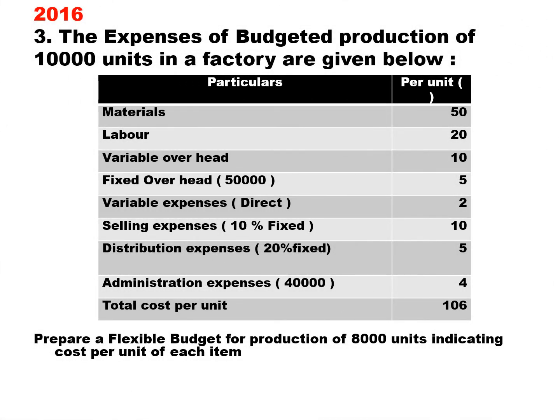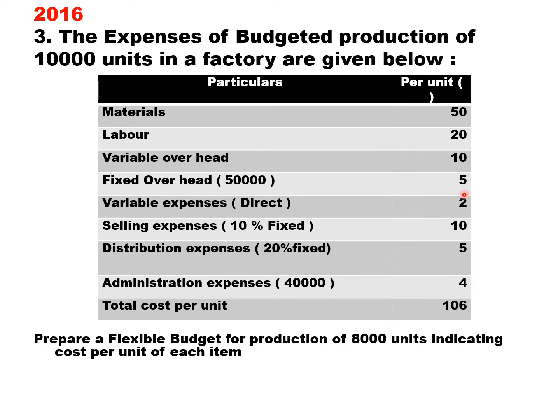So students, let us solve the third problem today, 2016 question paper. The expenses of budgeted production of 10,000 units in a factory are given below. So the information given in the question is based on 10,000 units. Material 50 rupee variable, labor 20 rupee variable, variable overhead 10 rupee, it's variable. So students, in case of variable you need to consider per unit 50, 20, 10 as it is.